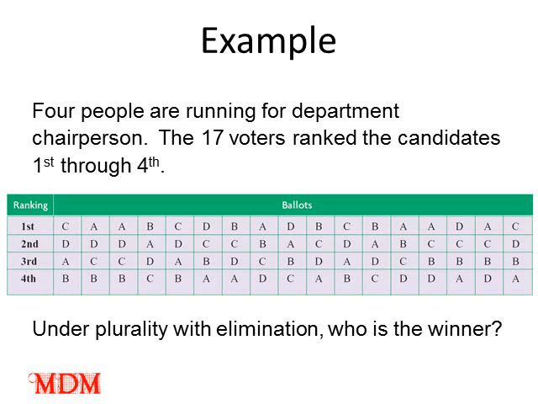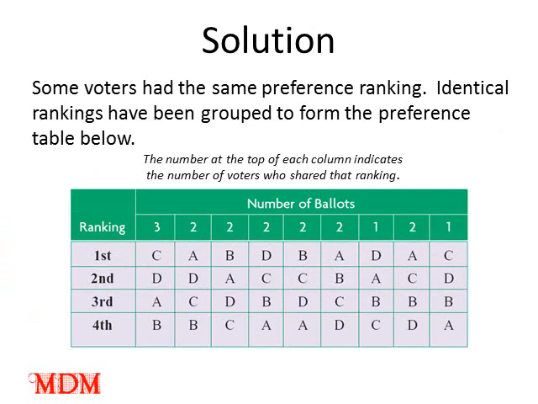As we look at the ballots, we can see that the first ballot shows C, D, A, and B in that order. The second voter chose A, D, C, and B in that order. The third voter also chose A, D, C, and B in that order. We can collapse some of these ballots to help us determine the winner with the plurality with elimination method.